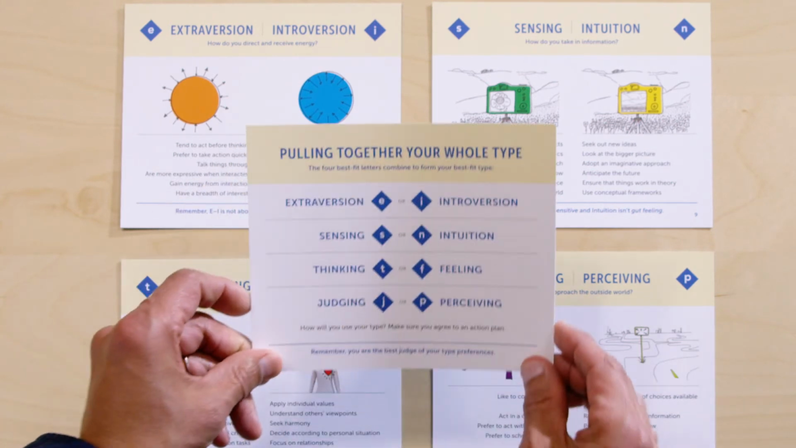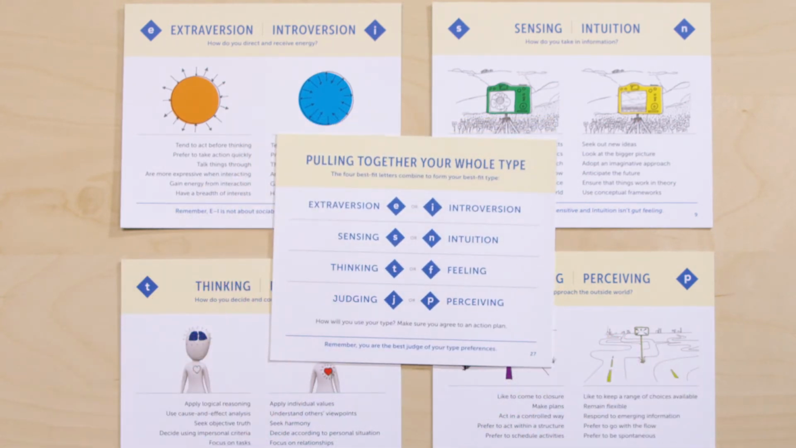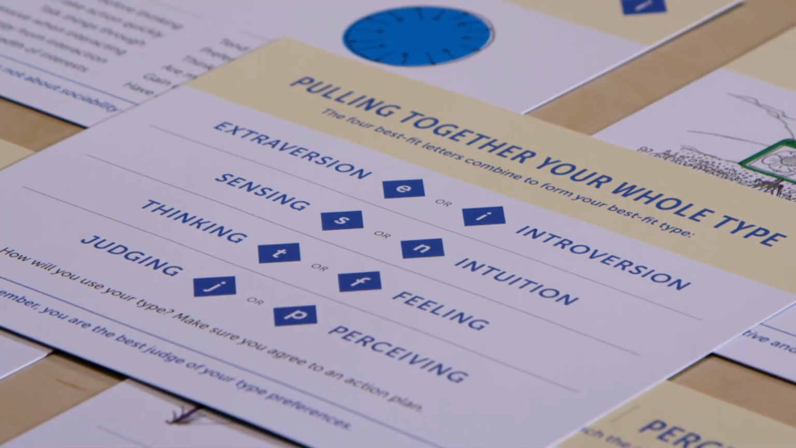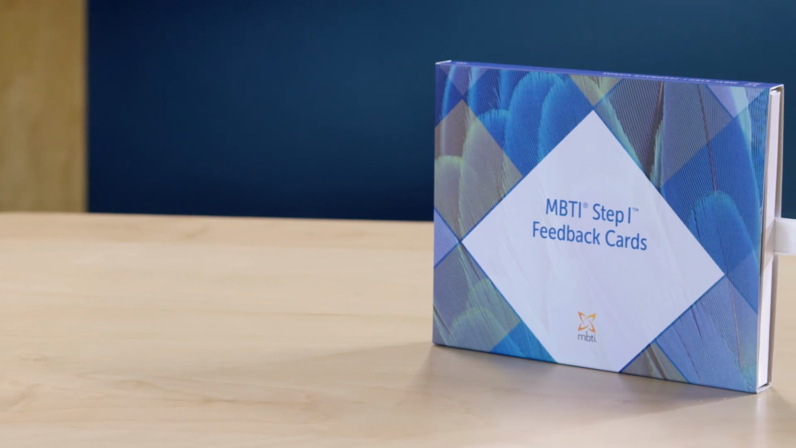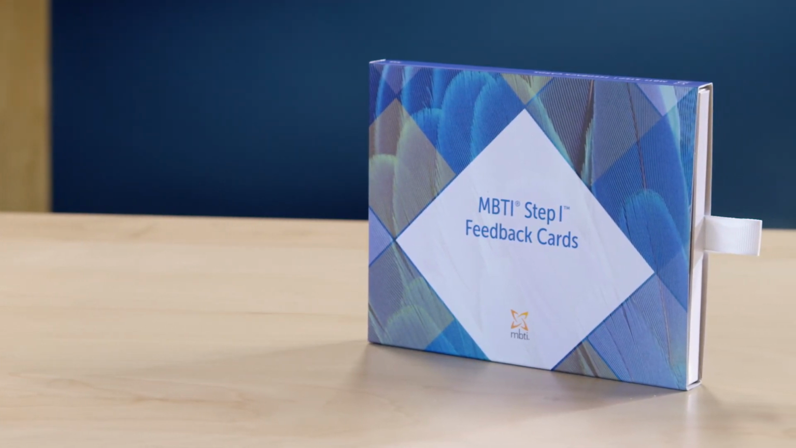Finally, at the end, you'll be prompted to pull together the whole 4-letter type with the participant. Then you can continue on to the next phase of the feedback session. And there you have it, the 27 MBTI Step 1 feedback cards.